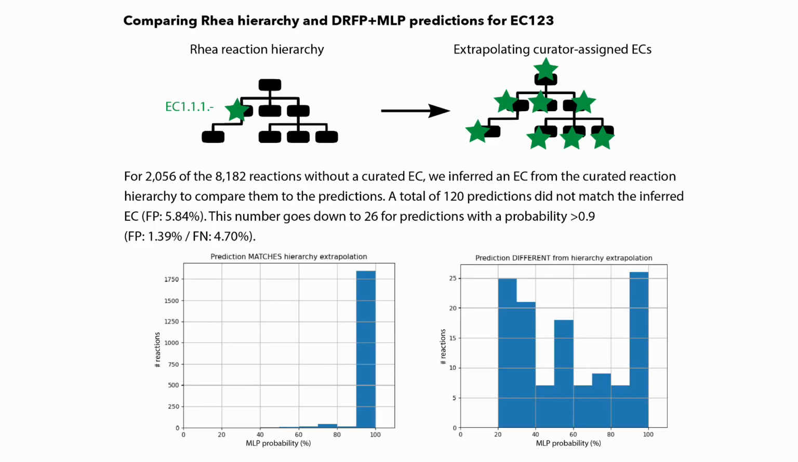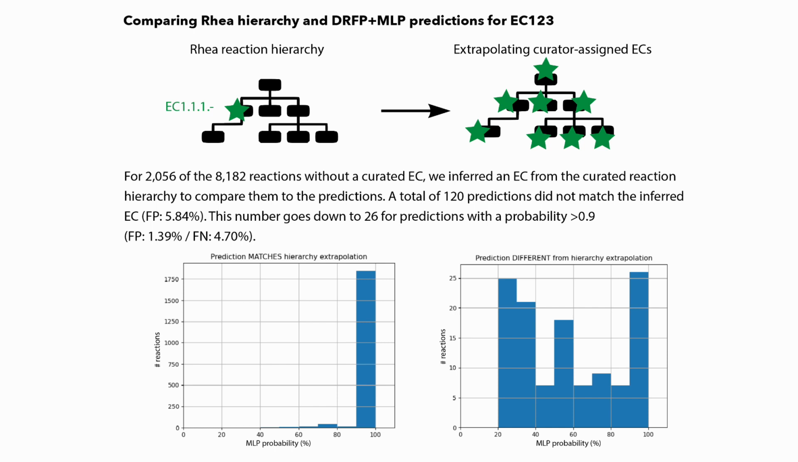Based on these results, EC numbers were predicted for 8,000 reactions without curated ECs using the DRFP plus MLP model. The predicted EC numbers were compared with EC numbers based on the extrapolation from the manually curated Rhea reaction hierarchy, which was possible for 2,000 reactions.